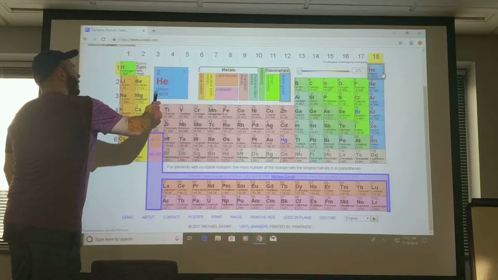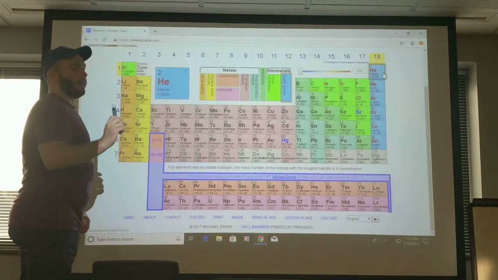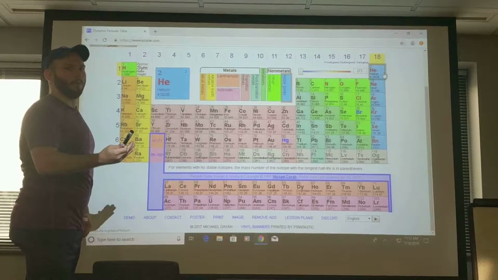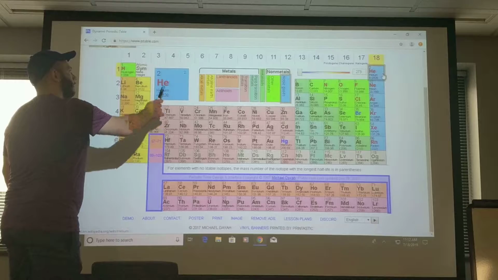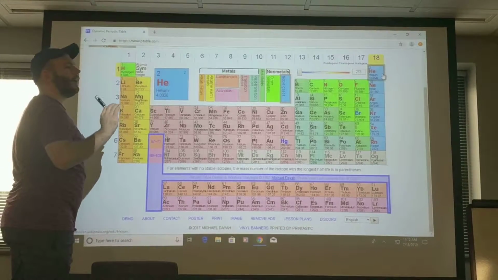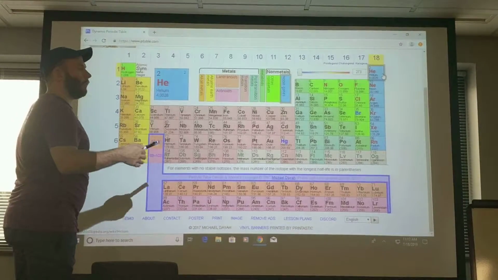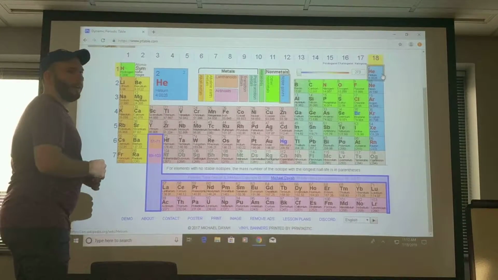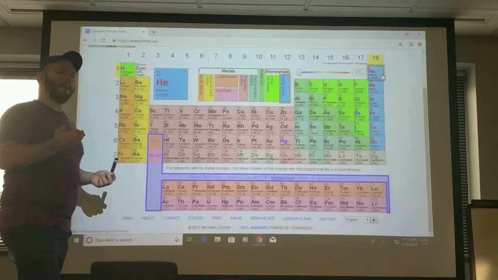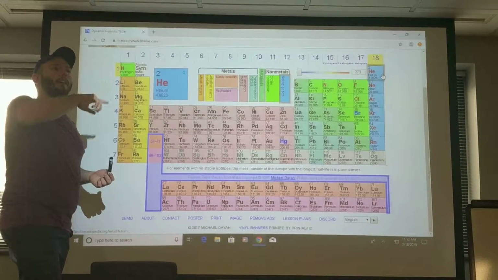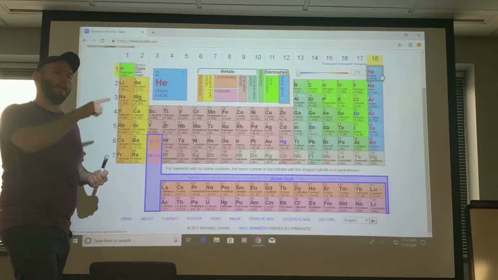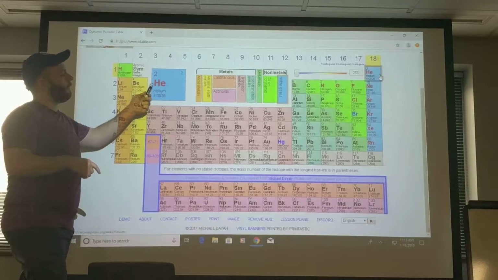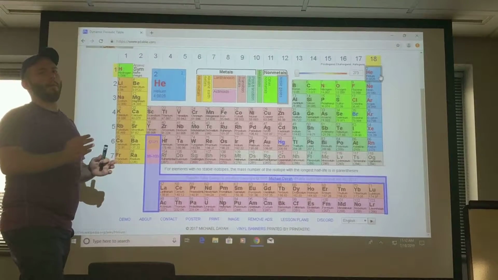Your periodic table will typically have a name of the element, but not always. Sometimes it just has the elemental symbol. The elemental symbol is the one or two letter abbreviation for the element. For helium, it's He. So if you were to see a chemical compound with helium in it, it wouldn't say helium dioxide, for example. It would just say HeO2. So the elemental symbol is kind of the shorthand for the element name itself.